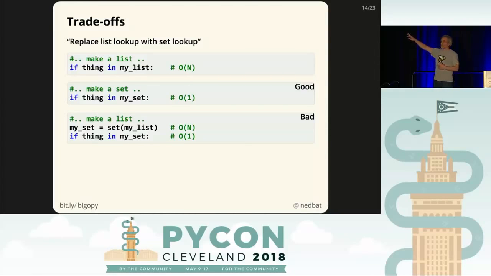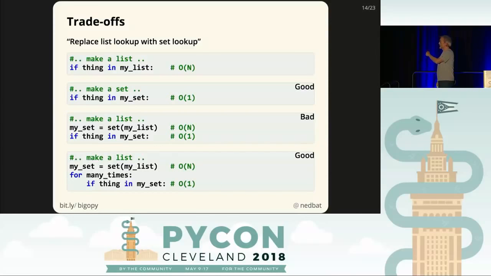Bad is you go ahead and make a list anyway, and then you convert it to a set, and then you do the lookup in a set, right? Now that last line is great, it's O of 1, but you've added a line before it turning the list into a set, which is itself O of n. Literally, you've actually slowed down your program by a tiny amount. You still have the O of n operation of converting the list into a set. It's very easy, once you get into this algorithmic complexity stuff, to get focused on the little things and lose sight of the big picture, right? This would be a bad trade-off.